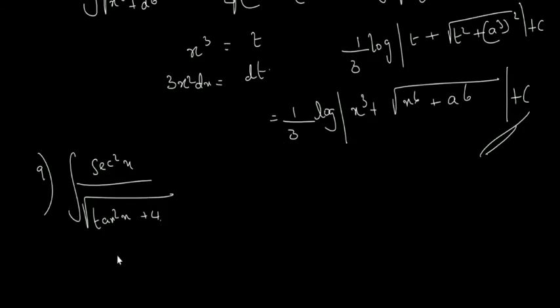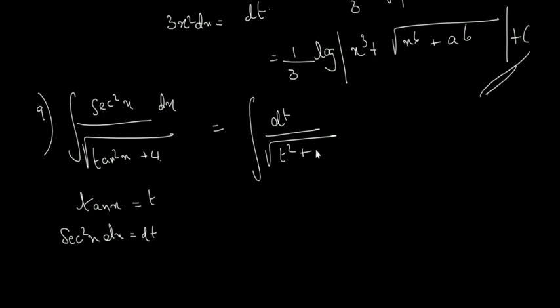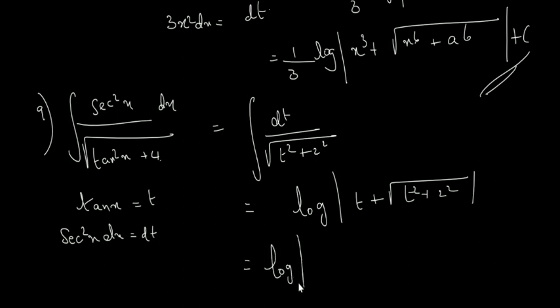So put tan x as t. Direct differentiation of tan x, secant square x dx is dt. So this will change to now dt by root of t square plus 2 square, which is equal to log t plus root of t square plus 2 square. So that is equal to log tan x plus root of, you can write this now, tan square x plus 4.